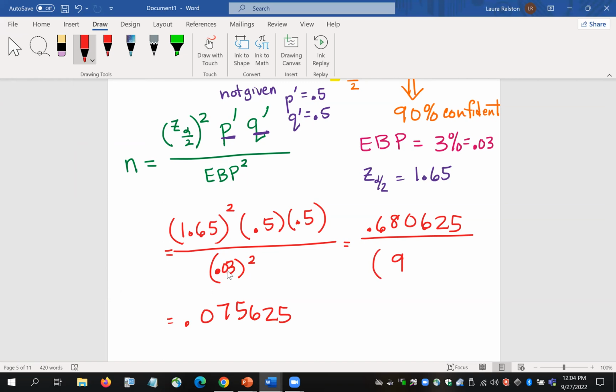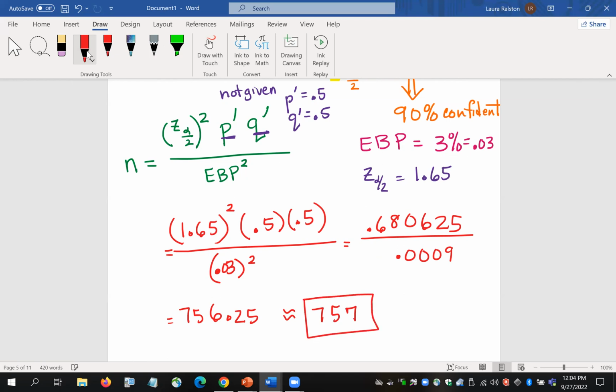Okay, so 0.03 squared is 0.0009. Now that'll make sense. 0.680625 divided by 0.0009. Yeah, that makes more sense. Sorry about that. We get 756.25. So we would need to survey, remember we always round up, about 757 people.